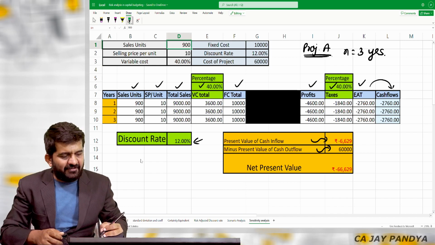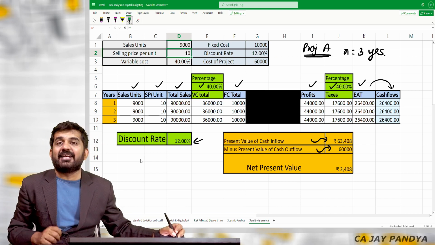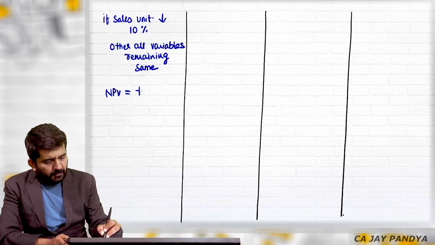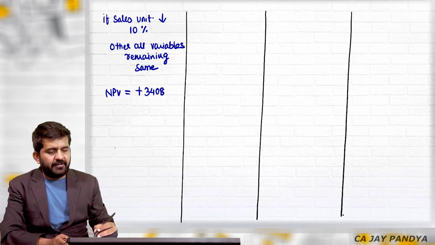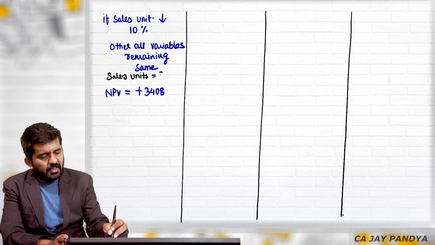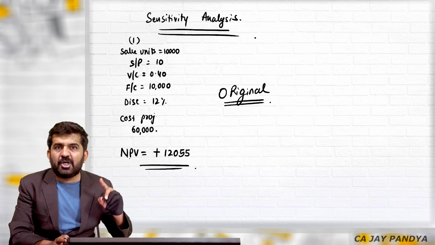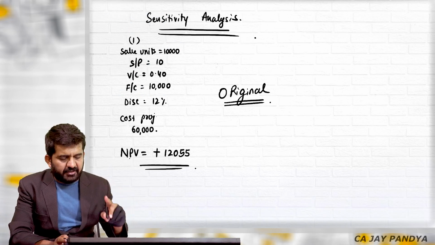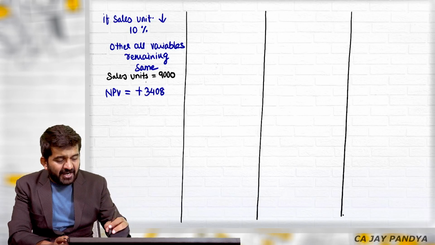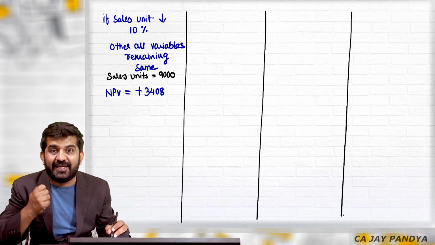And because I have an Excel sheet, I will be directly getting the answer of NPV, which is 3408. What is NPV? Positive 3408. If sales units are 9,000, tell me what will be the selling price per unit in this case? 10 rupees. Variable cost 40%. Fixed cost 10,000. Discount rate 12%. Cost of project 60,000. But my sales units are 9,000, and so my NPV is 3408.